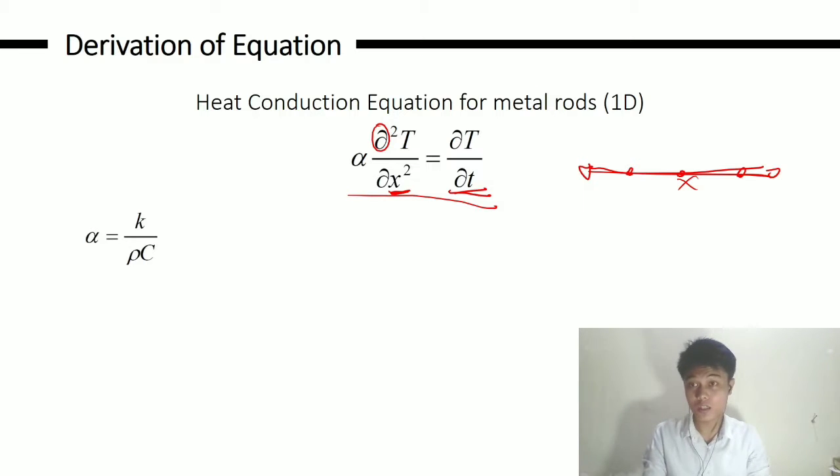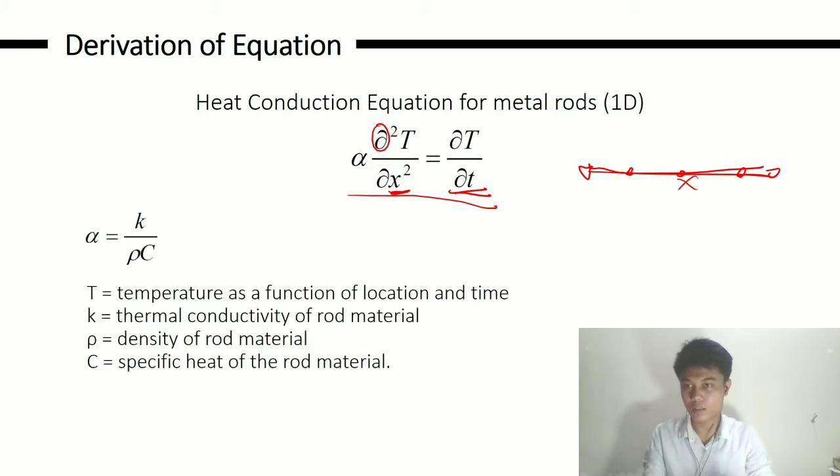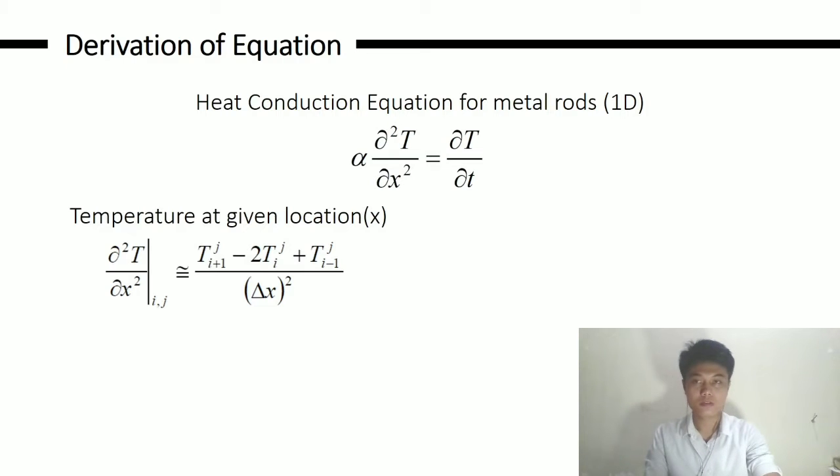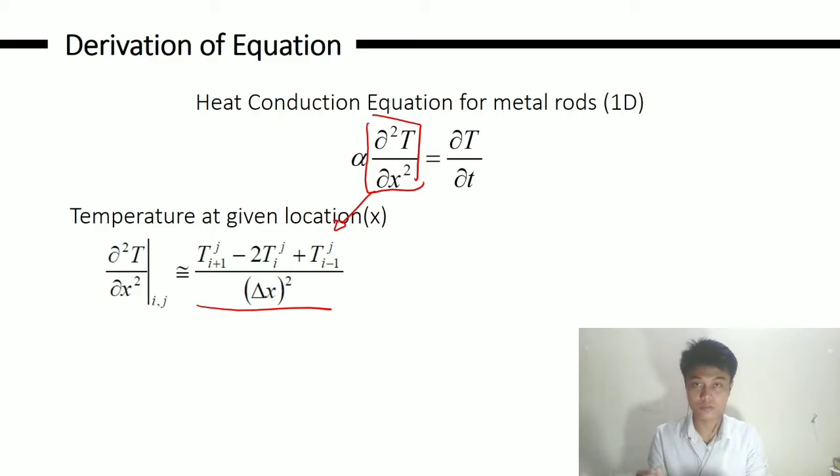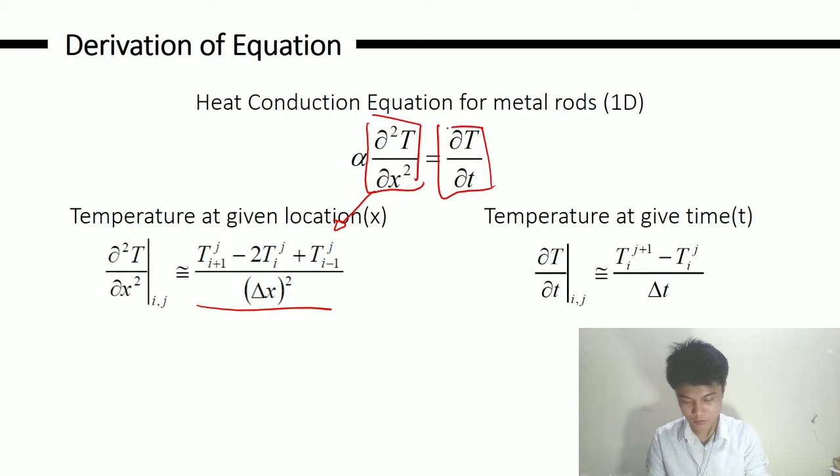So, our alpha is equals to k over rho times c. Our k is thermal conductivity, our rho is density, and c is specific heat. So, this part of the equation is this. This is the central divided difference equation. This is the temperature at a given location. So, on the right side of the equation, we have the temperature at a given time t. So, we're going to use this equation.